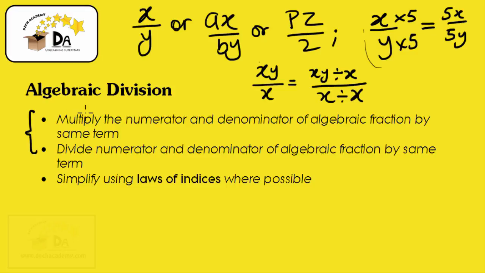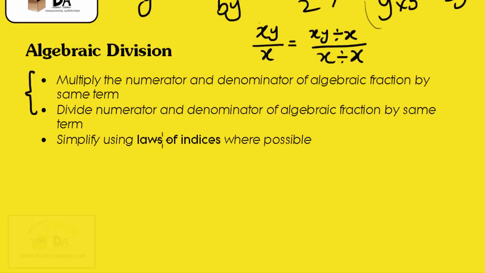You'll see them shortly. Finally, you can always use the laws of indices where possible. So the laws, as we've just seen, are especially the ones pertaining to division. For instance, you have the law which says x to the power of n divided by x to the power of m is equal to x to the power of n minus m. I think this is the most common law you'll use.